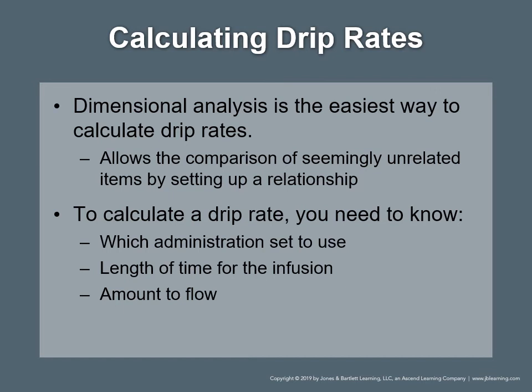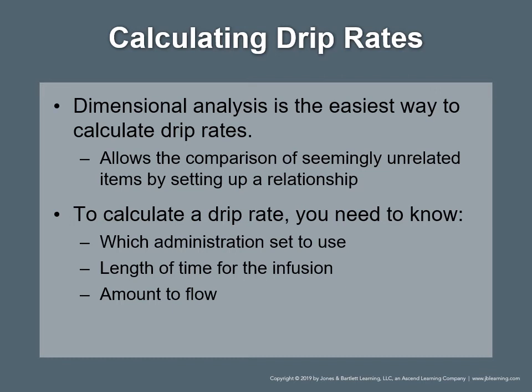Calculating drip rates. When you administer IV fluid, you will need to calculate the drip rate. One of the easiest ways to calculate drip rates is to use dimensional analysis. Dimensional analysis allows you to compare seemingly unrelated items by setting up a relationship and using ratios as conversion factors. To calculate a drip rate, you need to know which administration set to use, the length of time for the infusion, and the amount to flow. Remember that 1 hour equals 60 minutes.